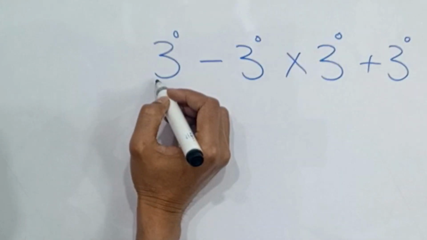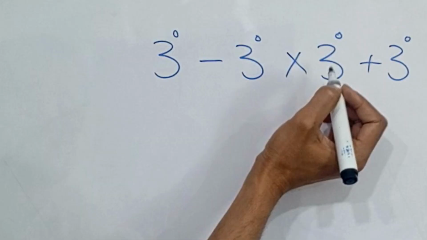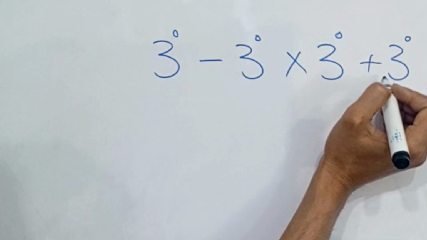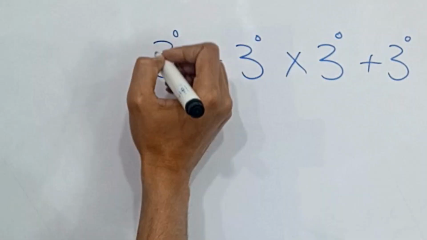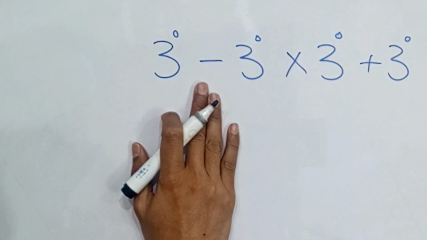Hey guys, this is a very interesting question. Can you solve 3 to the power of 0 minus 3 to the power of 0 times 3 to the power of 0 plus 3 to the power of 0? Let's solve this step by step. This is a very interesting question.